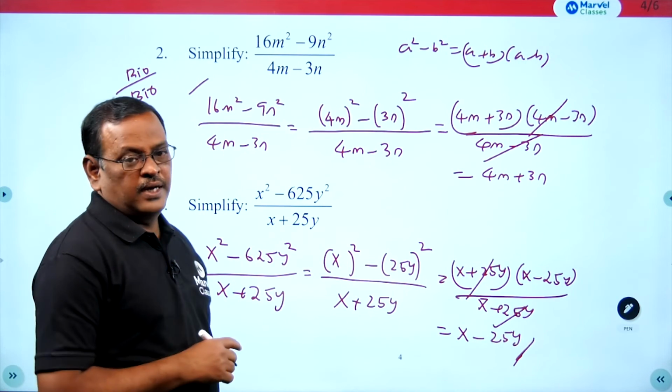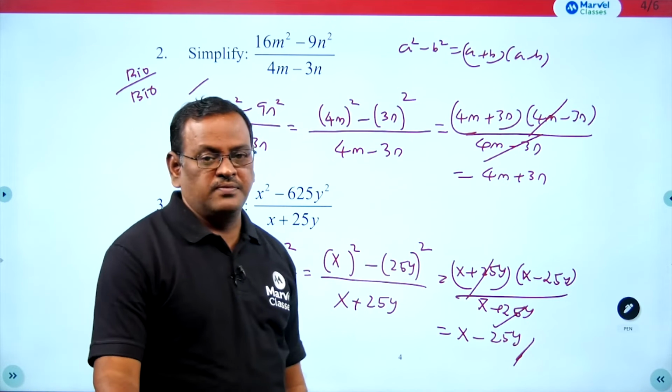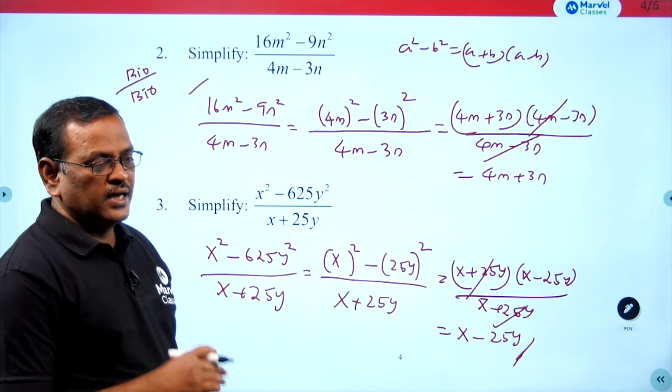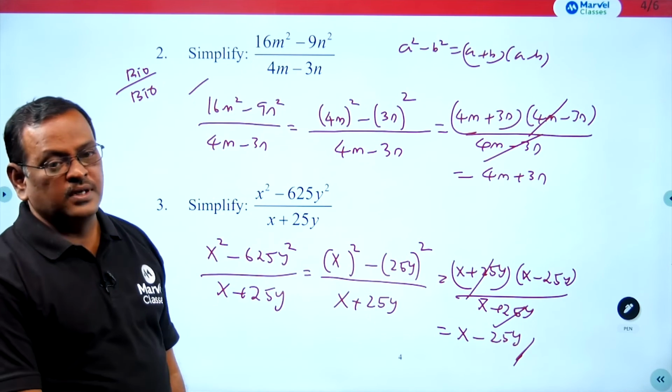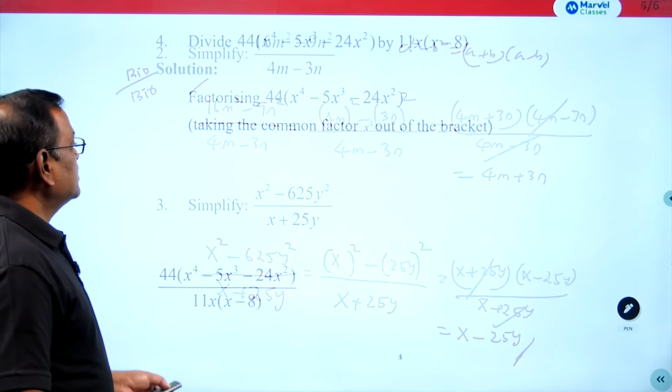Previously, for polynomial by binomial, the polynomial had 3 terms and 2 terms were square numbers, so you could directly apply the identity. Here also, there is a difference of square numbers, and hence we can directly apply the identity. Okay, next type.